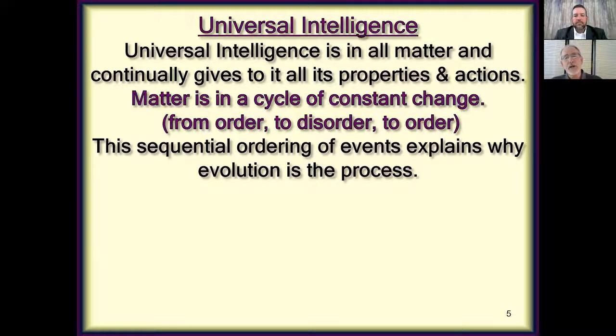Here's what we need to understand about this matter business. We read this and think, okay, I don't know how an atom gives it properties. But the problem is this: matter is in a cycle of constant change. It goes from order to disorder to order to disorder. If you've ever studied fractals, you know that fractals show us a breakdown to begin with, but within that breakdown there is an order. So it goes from order to disorder to a different order, and a different order, and a different order. This sequential ordering of events explains why evolution is the process.